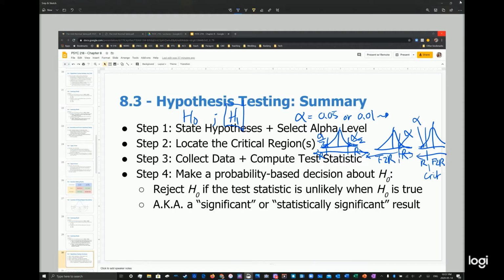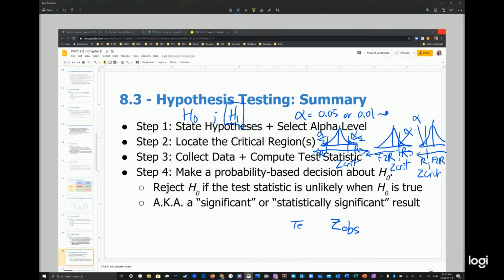And for this particular chapter in this test, these are Z values, so we call them Z crit, or critical value. In step 3, we collect data and compute a test statistic, and that test statistic would be, again, because we're working with Z values, your Z observed. And then your critical value would be, again, because we're working with Z scores right now, Z crit.